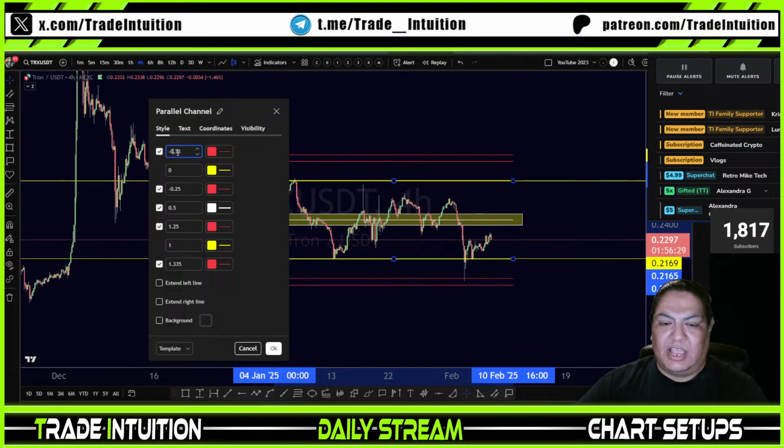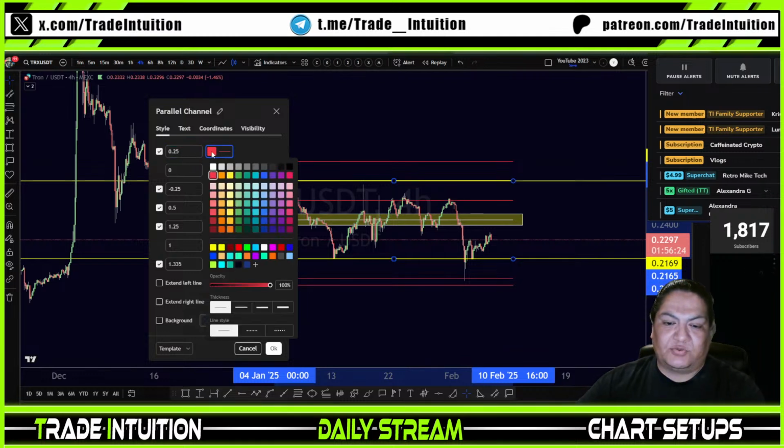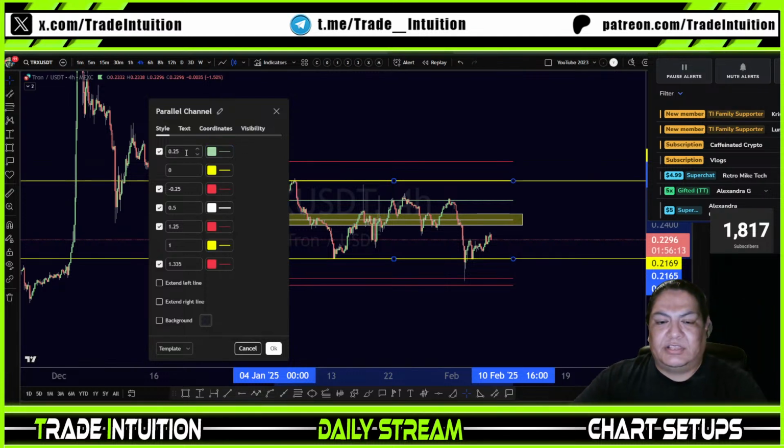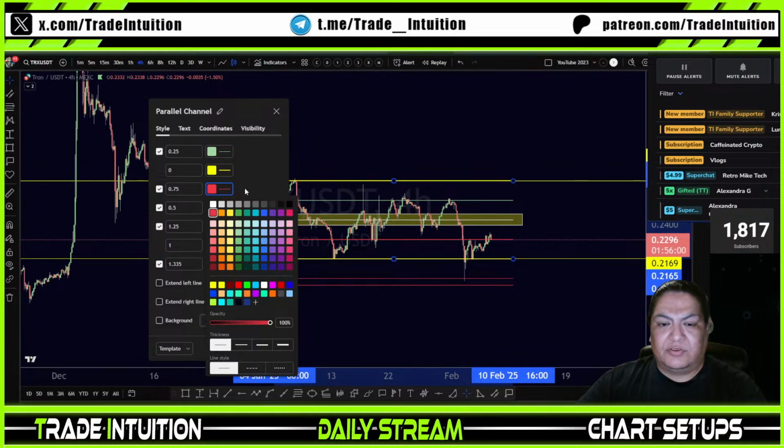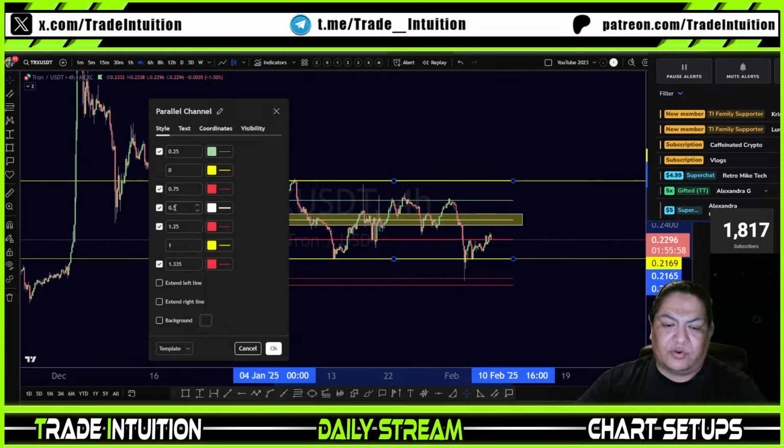But for this one, I want to do 0.25%. And this one, we will do it a greenish color. And this also depends on how you draw it too, but we're going to get to that in just a second. We want that. We want 0.75. And then this one, we can do it red. 0.5 for sure we want. And then this one we can take off, and this one we can take off. Let's see here.